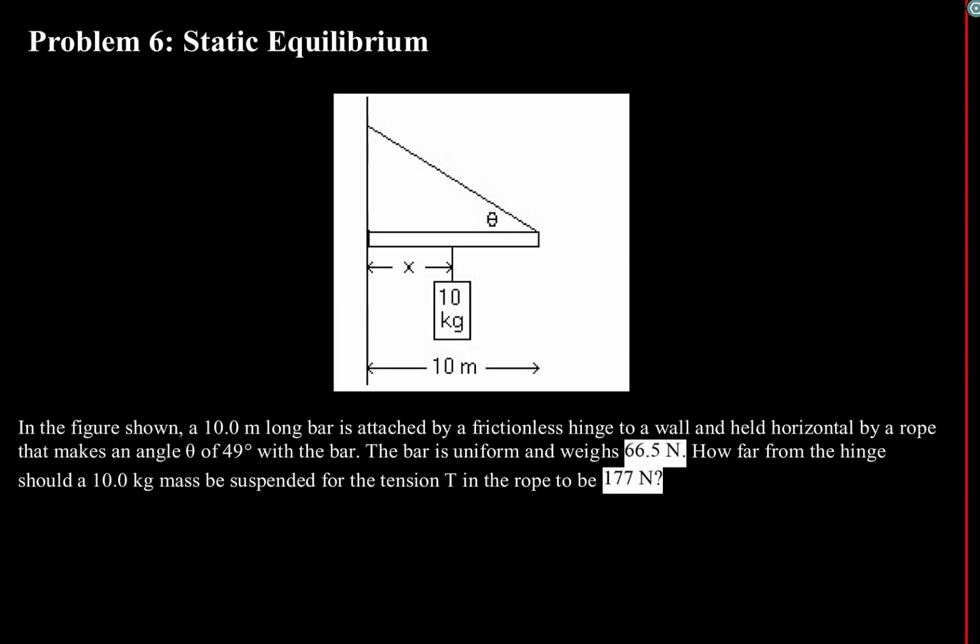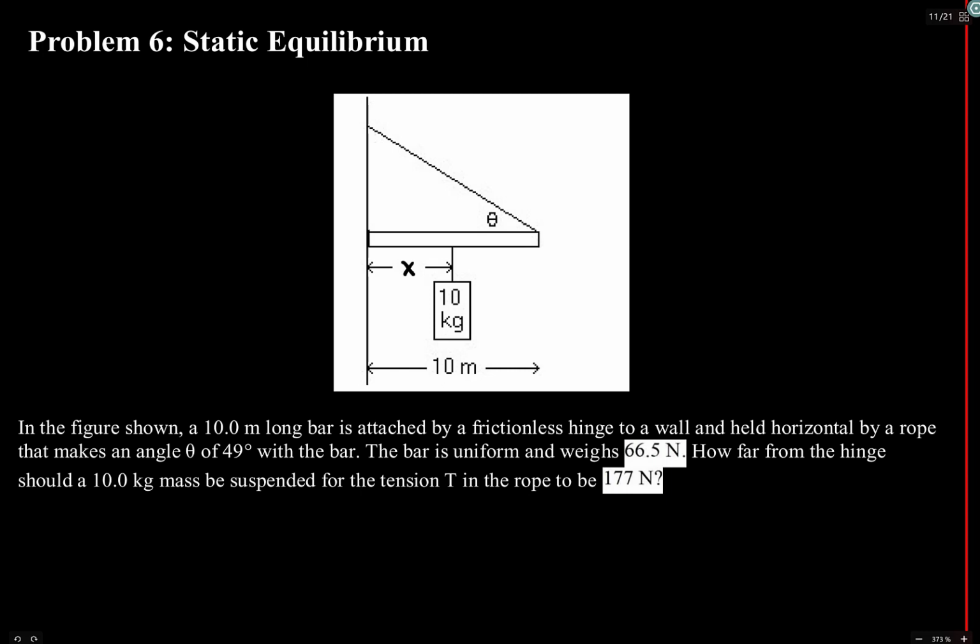Now, the next question is an interesting question. So we have a static equilibrium problem. In the figure shown above, a 10 meter long bar is attached by a frictionless hinge to a wall and held horizontally by a rope that makes an angle theta of 49 degrees with the bar. The bar is uniform and weighs 66.5 newtons. How far from the hinge should a 10 kilogram mass be suspended for the tension T in the rope to be 177 newtons? This is an interesting question, and please pay attention to the solution.